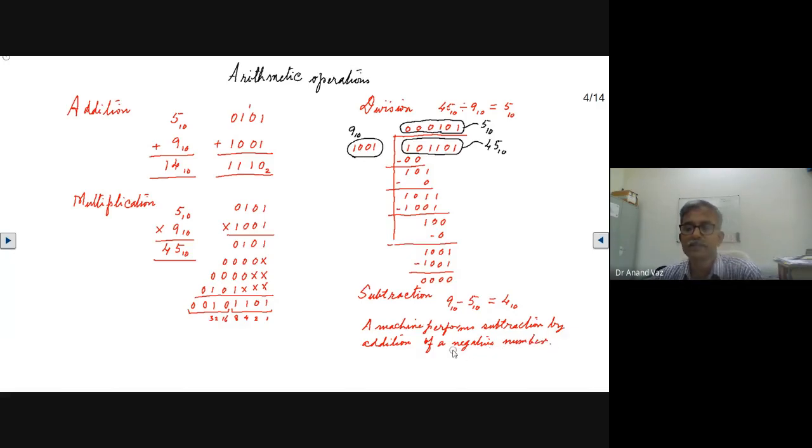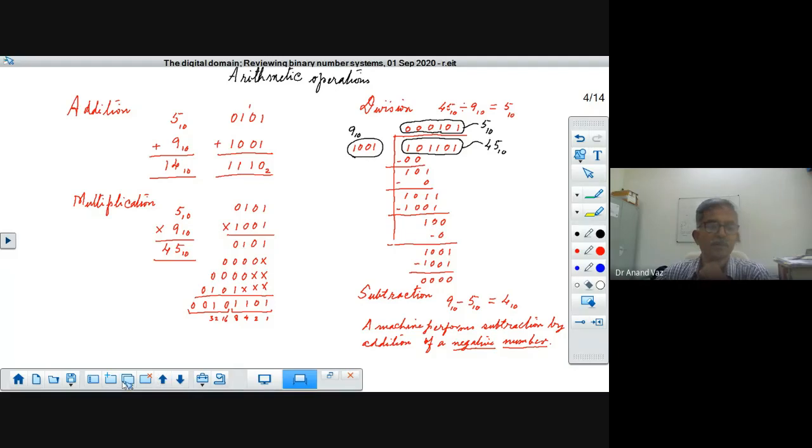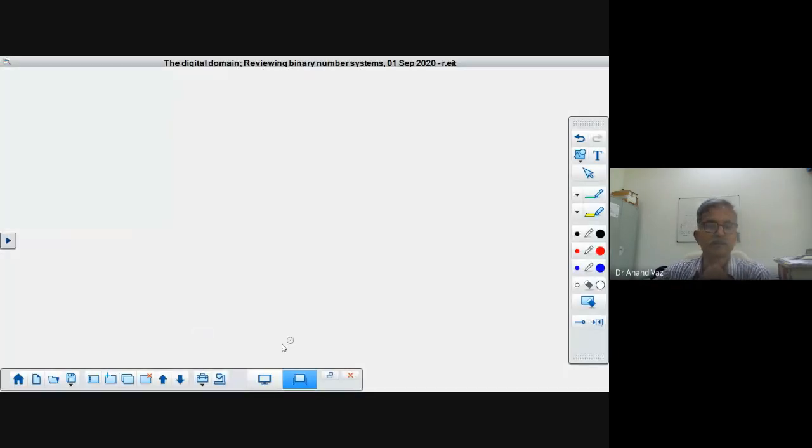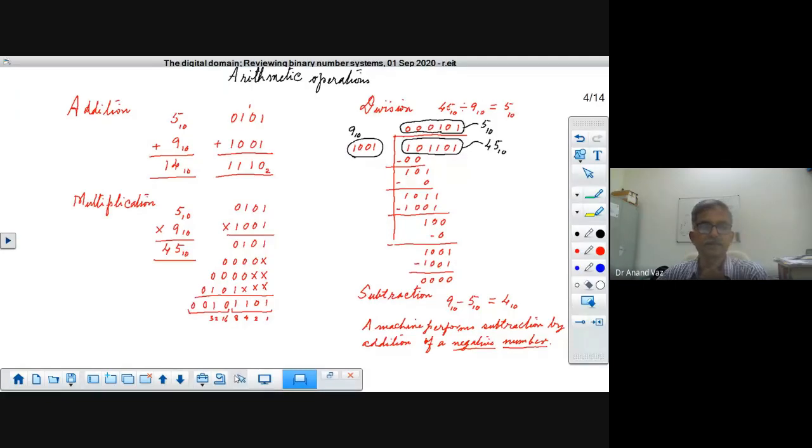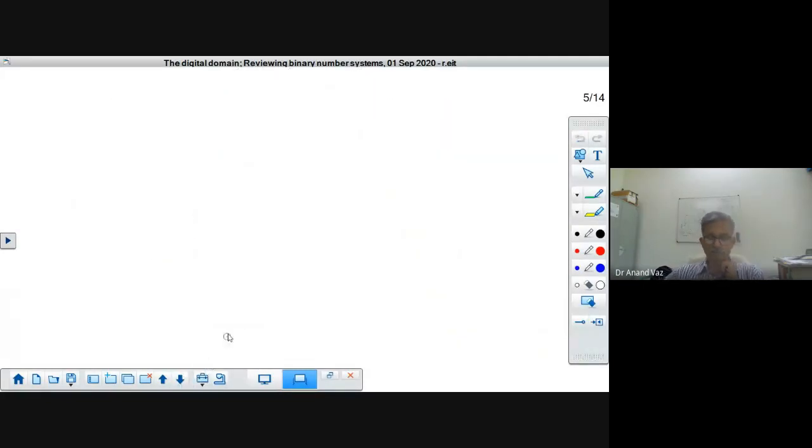Now, naturally, this raises the question: how do you represent this negative number? So let's see this representation of negative numbers. Save what we have done so far. We go to the next slide. So here we'll go to representation of negative numbers.